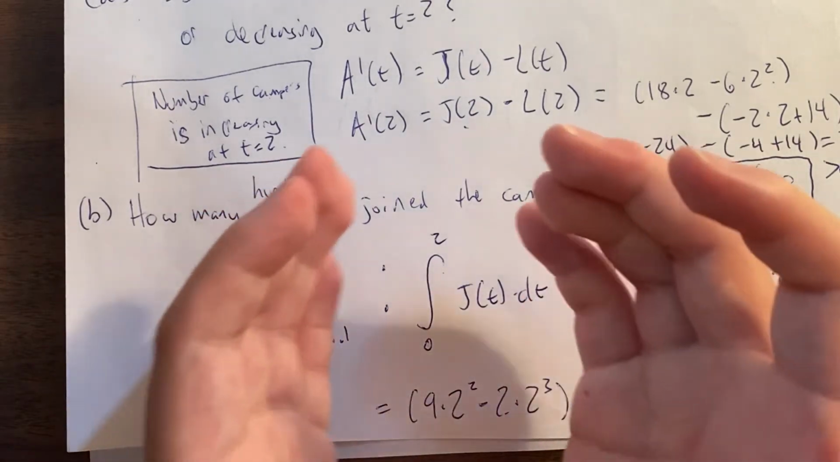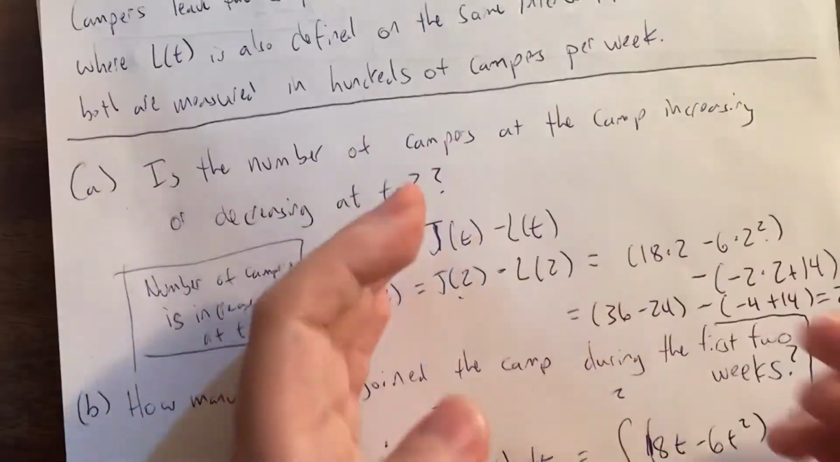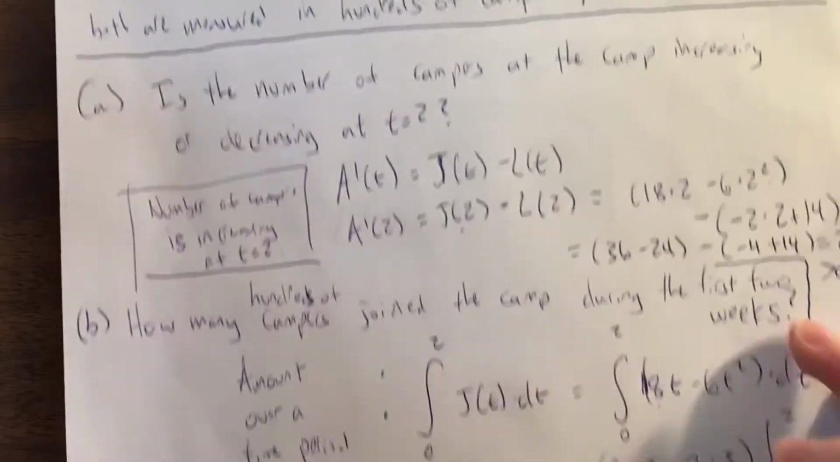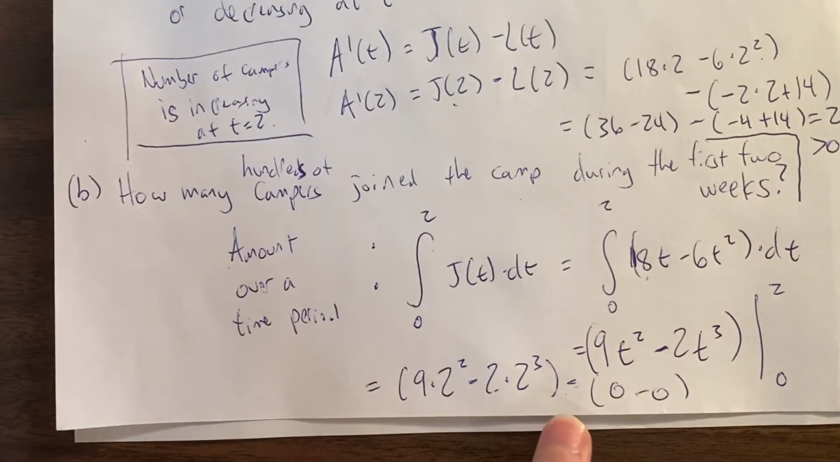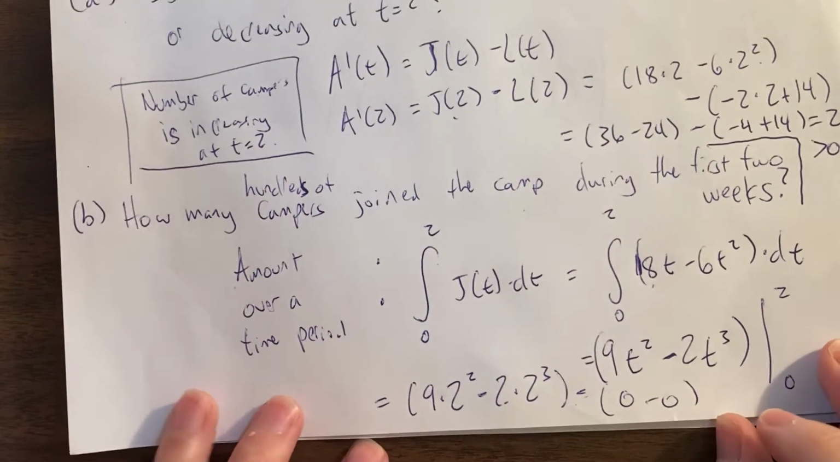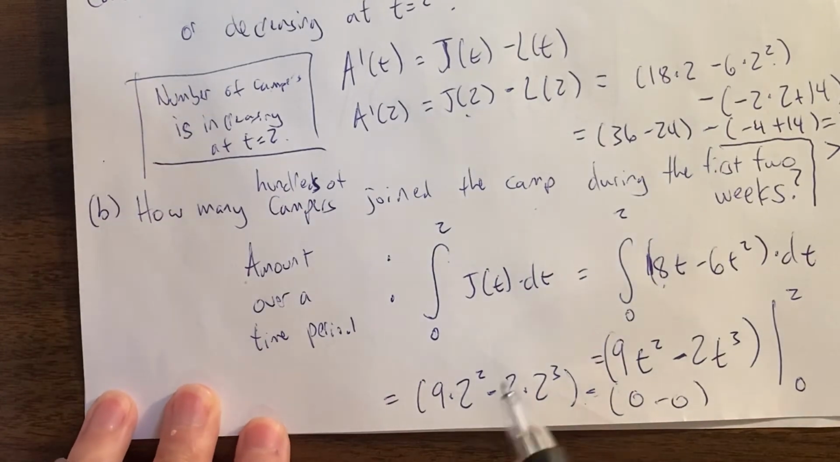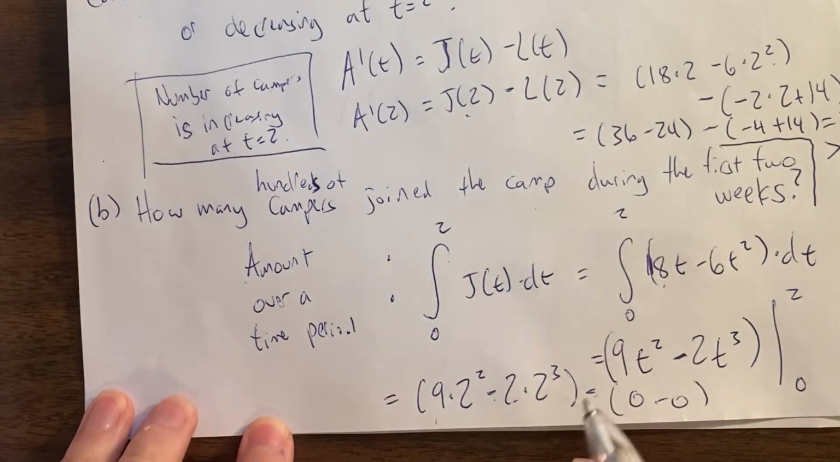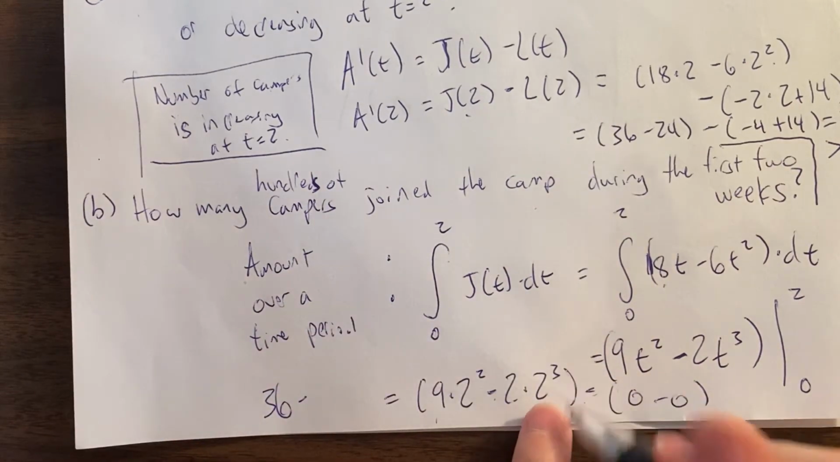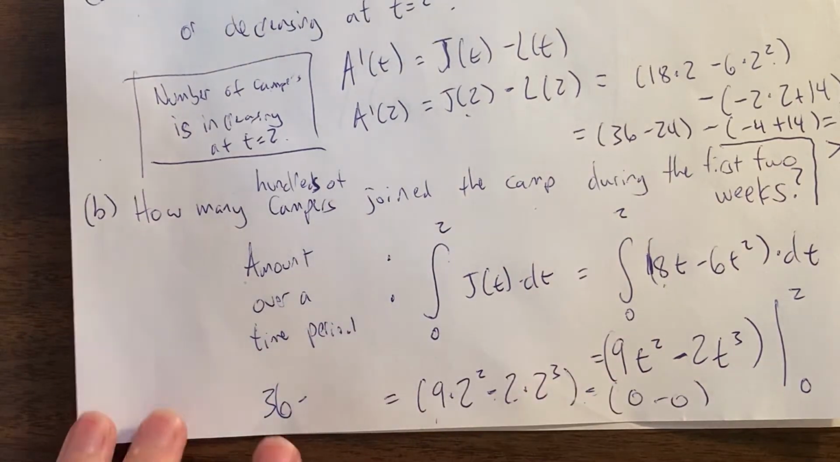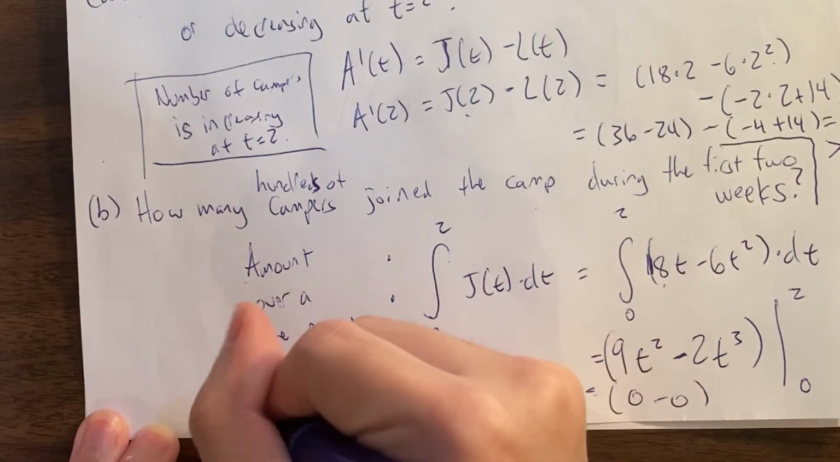So this negative is what I'm being careful about. That's why I always put top minus bottom, sort of like rate in minus rate out, all wrapped in parentheses. Parentheses are our friends. But of course, when you plug in 0 in this case, you do get 0, so you really don't need to worry about it too much. So now we're going to do this thing right here. So 9 times 4 is 36, minus 2 times 8, because 2 cubed is 8. That's going to be 16. So our final answer is going to be 20.